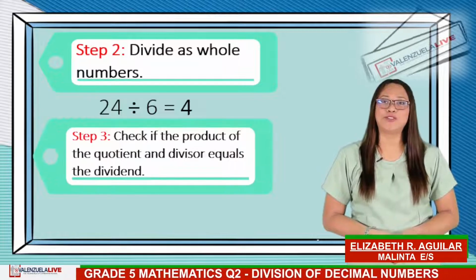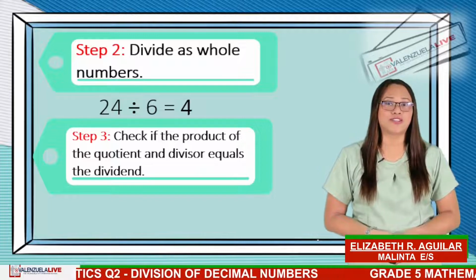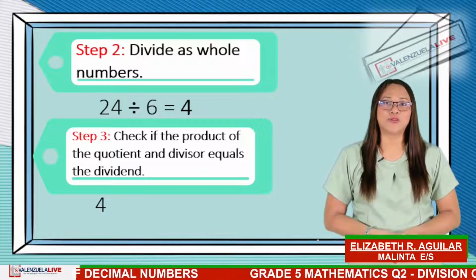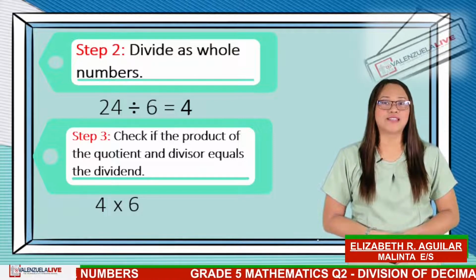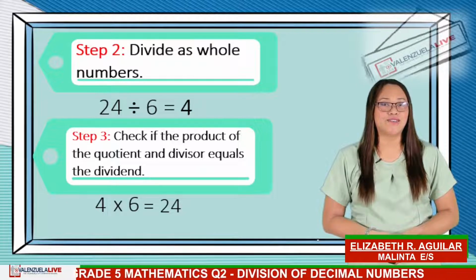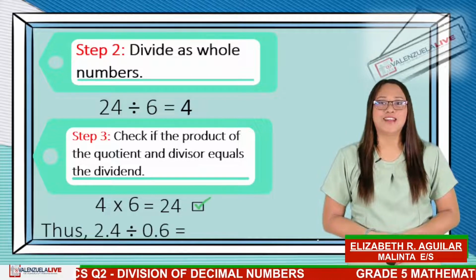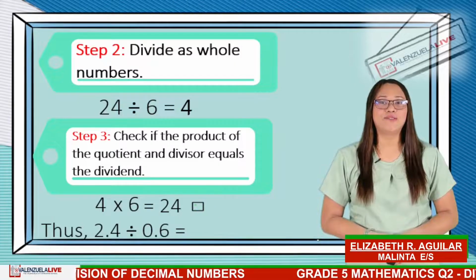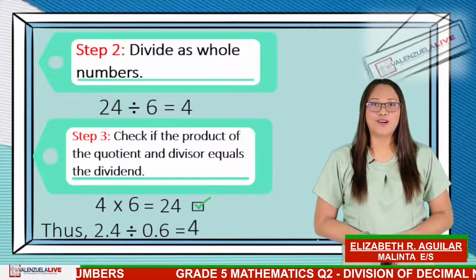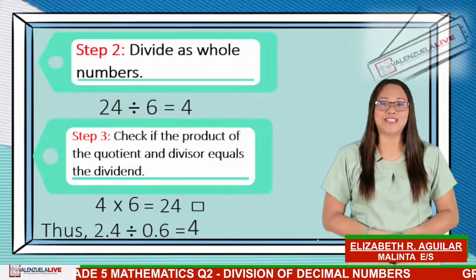Then for step 3, do not forget to check your answer. Check if the product of the quotient and divisor equals the dividend. Okay, so let's check. We have our quotient 4 and our divisor is 6. So 4 times 6 is equal to 24. So that's our dividend. So it means that our answer is correct. Thus, 2 and 4/10 divided by 6/10 is equal to 4. All right, did you understand our lesson? Great, so let's see if you really understand our lesson.